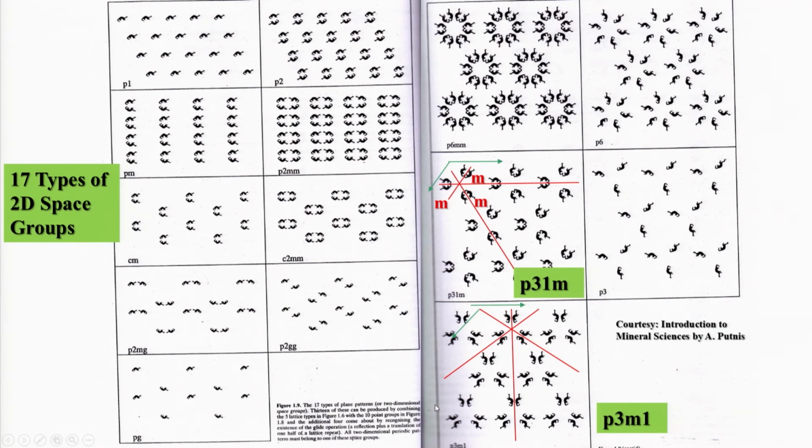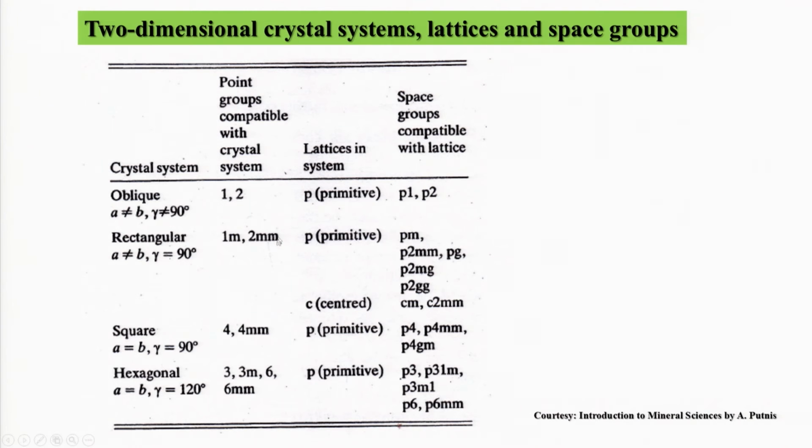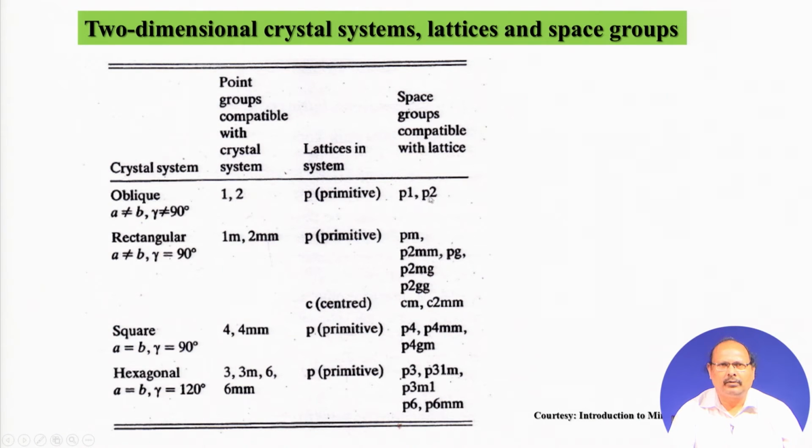So, let us now show you certain diagrams where it will be possible for you to appreciate how many types of space groups are generated here. So, if you can count here: 1, 2, 3, 4, 5, 6, 7, 8, 9, 10, 11, 12, 13, 14, 15, 16, 17. So, you have 17 types of space groups that have been developed by these combinations of 5 two-dimensional lattices with 10 types of point groups of symmetry.